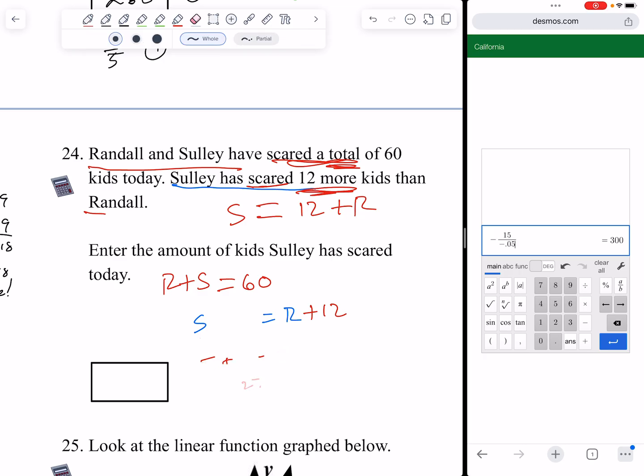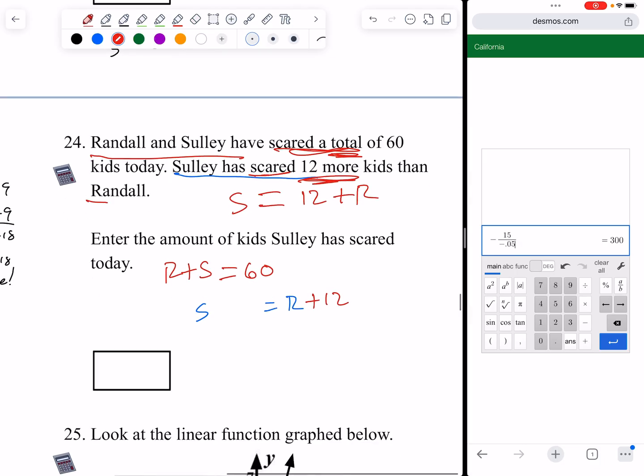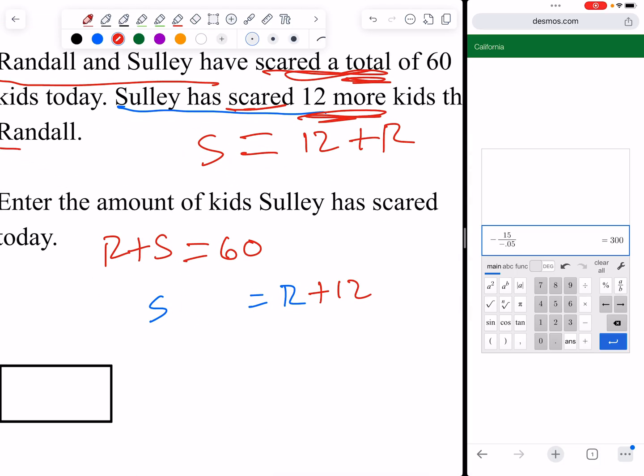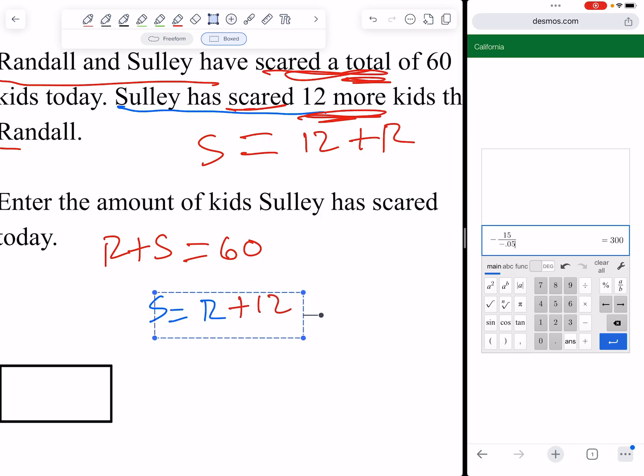So let me try this out. Again, I'm eyeballing it here. If Sully scares 20, Randall has to scare 8, right? Because 8 plus 12. So Sully scared more. Yep, that's it. Okay. Whew. I just had to make sure. Now I'm happy with it.